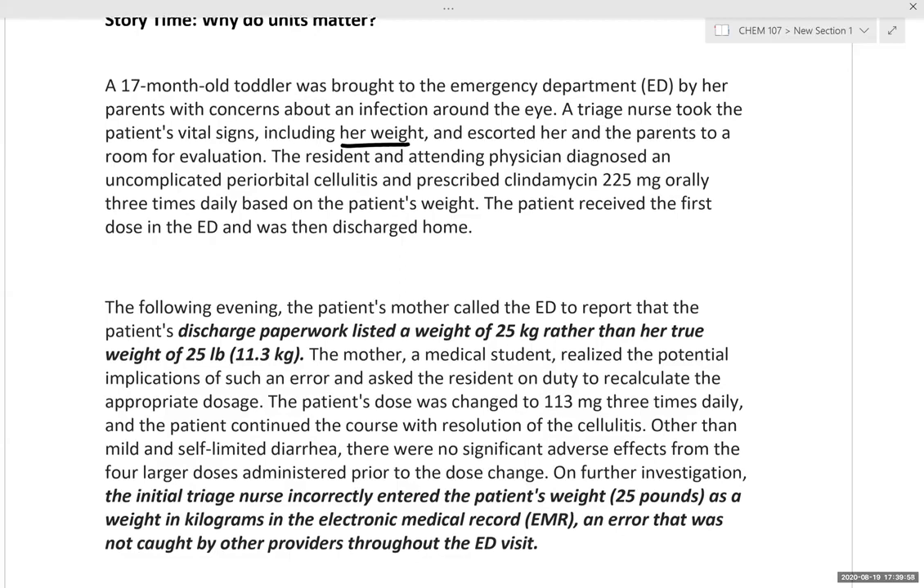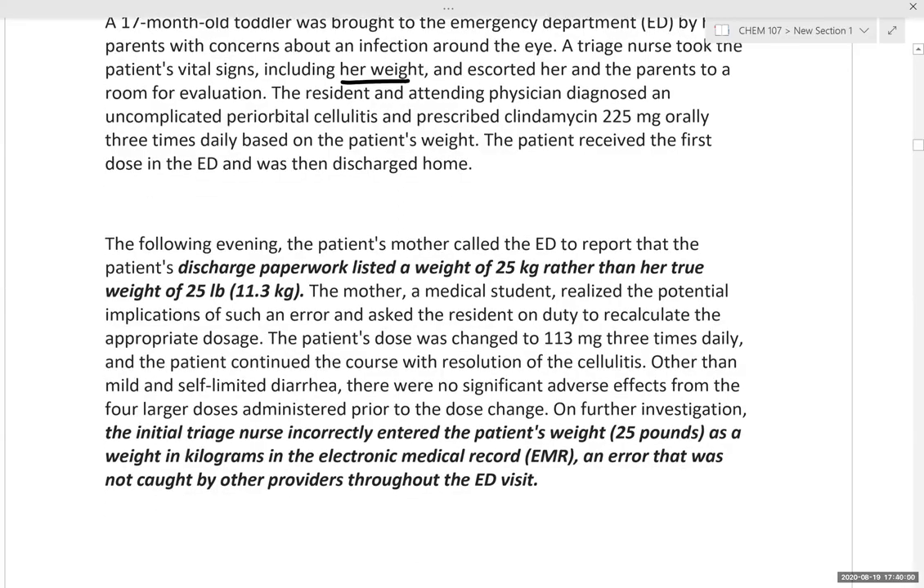Now, the one thing that I found really quite interesting about this case study is that the paperwork listed a weight of 25 kilograms rather than the true weight of 25 pounds. Now you may say, is that a huge difference? Well, if we compare a kilogram to a pound, 25 pounds is roughly 11.3 kilograms. So the listed weight was almost double the patient's actual weight.